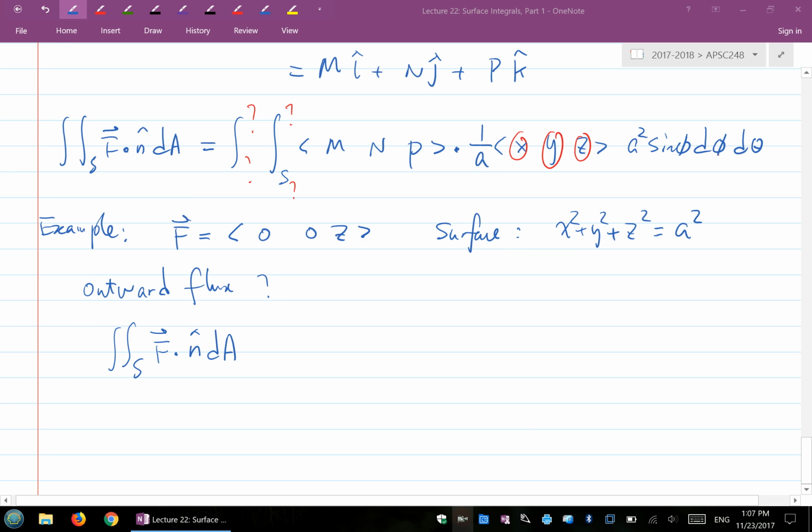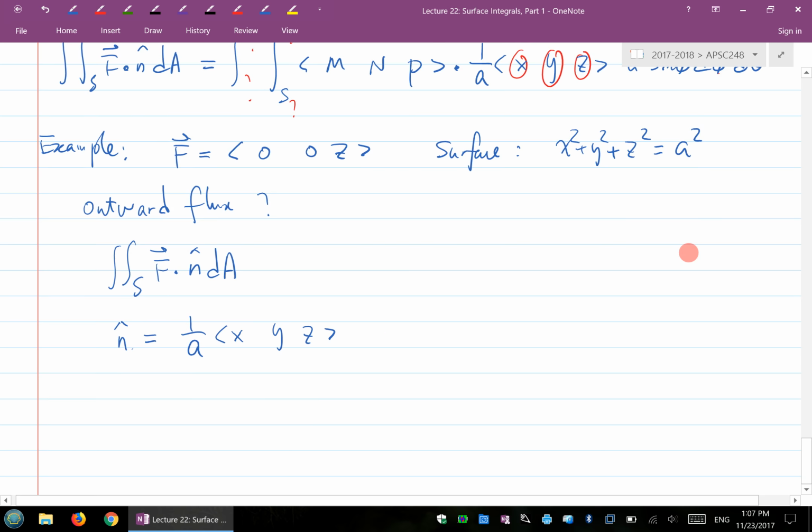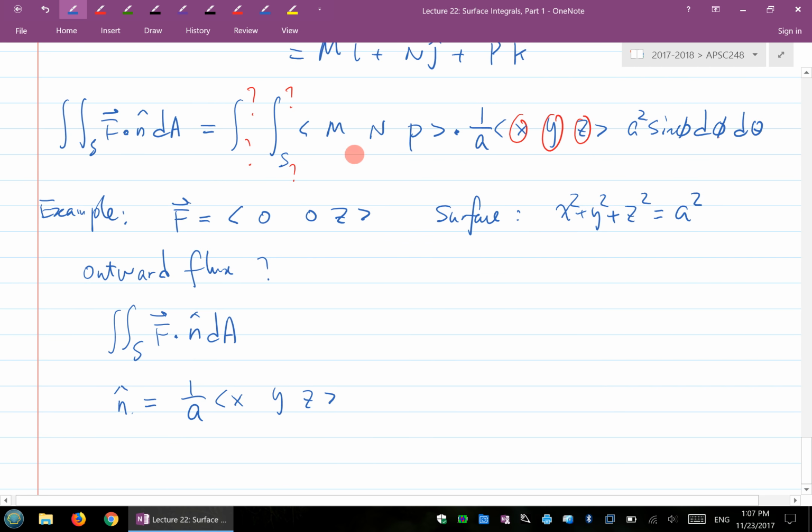N hat. Okay, so let's pick the n hat first. Now the spherical surface. So n hat, we're going to use the positive one because we're talking about our flux, and it's 1 over a times x, y, z. Within this surface integral calculation, you see here you have f dot n hat.